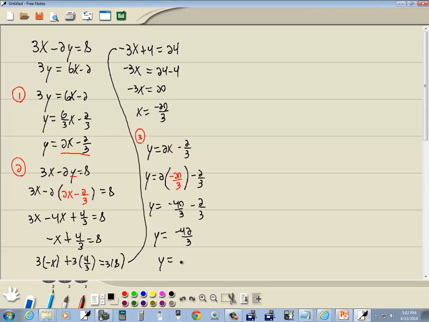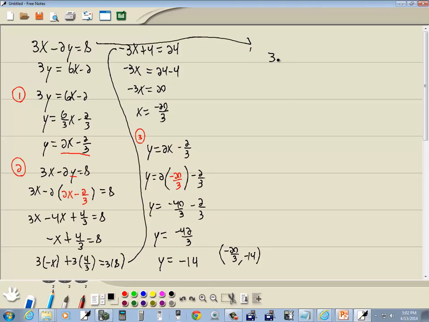That's weird. Comes out nice. Negative 14. So assuming I didn't screw up somewhere, our answer would be negative 20/3, negative 14. Well, let's do this with technology and see if I screwed up.